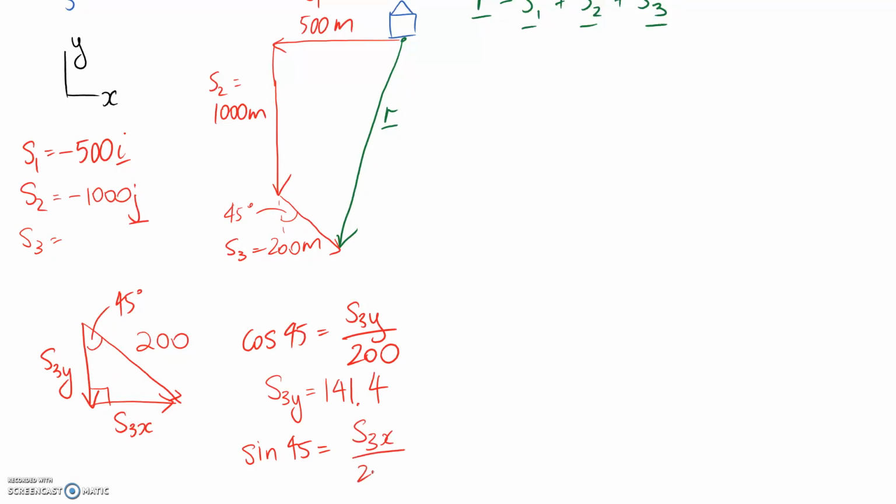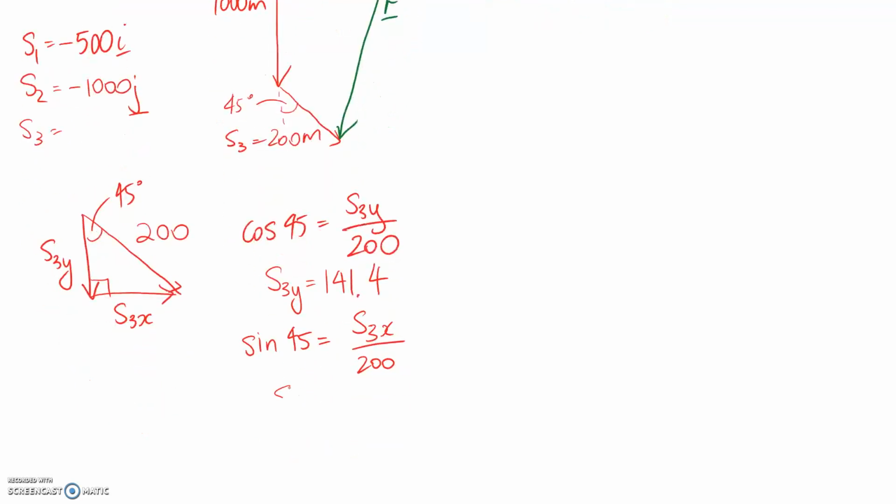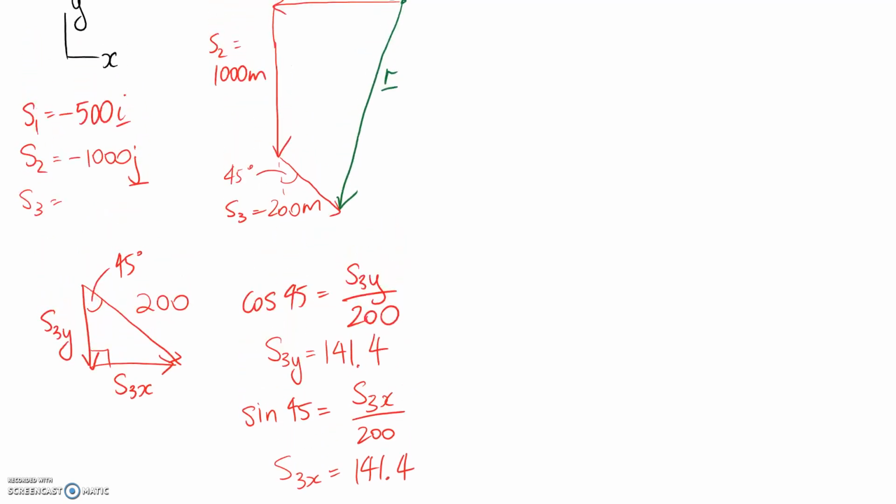And since it's a 45-degree triangle, we would expect that S3x should work out to the same value, so 141.4. So now we just need to write it in vector form for the S3 one. So it's going downwards in the Y direction, so that means it will be a negative 141.4, and it's J. And then it's in the positive X direction, so plus 141.4, and that'll be I.